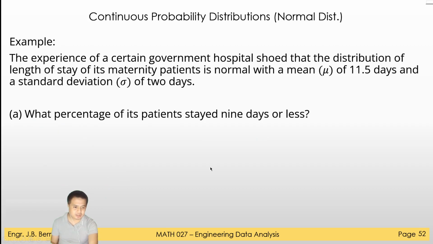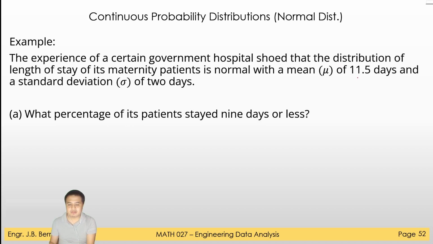The experience of a certain government hospital showed that the distribution of the length of stay of maternity patients is normal with a mean of 11.5 days and a standard deviation of 2 days. What percentage of its patients stayed 9 days or less? Okay, so this is an example or application of normal distribution in a real world scenario. If you want to estimate the probability of an event occurring, given your data as your reference, then it is possible.